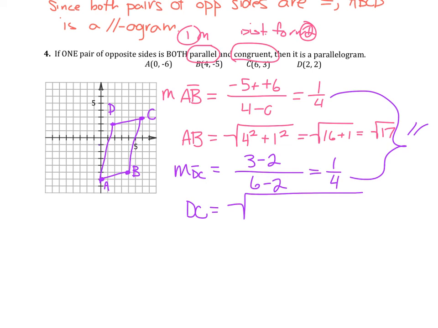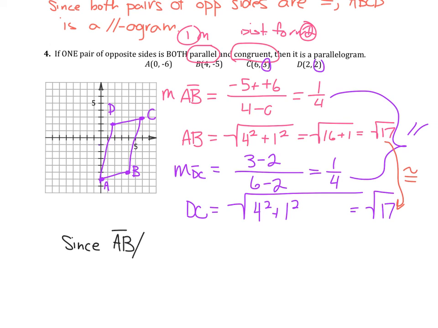So that is going to be 6 to 2, the distance between 6 and 2. My x value is 4 squared, plus the distance between 3 and 2. How far apart those are is 1 squared, so I get the square root of 17. So notice that these two are congruent. Okay, so my explanation. Since, and I'm going to write this a little bit better, AB is parallel to DC and AB is congruent to DC, ABCD is a parallelogram.